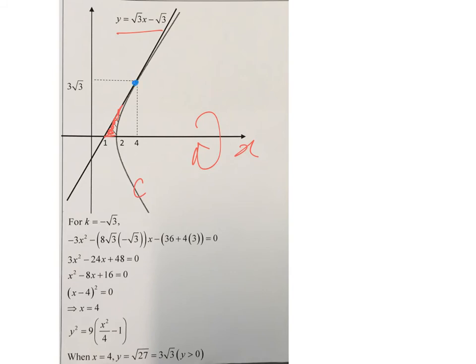So if you have done some workings in the earlier part of this question, you will realize that the x-coordinate of this point of intersection has a value of 4. Okay, so this is the value of x at the point where the line y equals root 3 x minus root 3 is tangent to the curve C. So after knowing all the points of intersection and where the tangent line crosses the x-axis, we are ready to find the volume of the red shaded region being rotated about the x-axis.